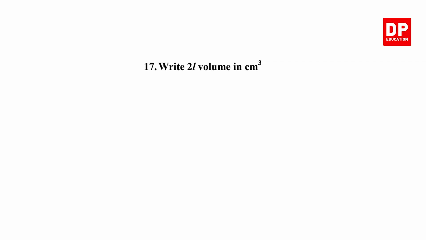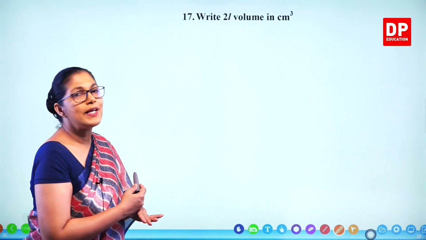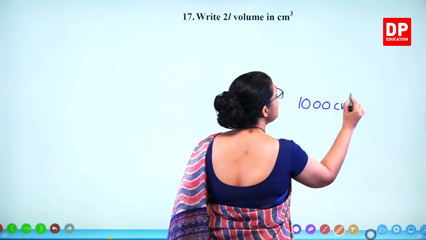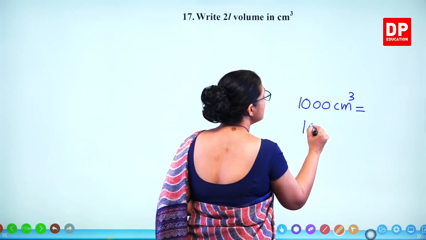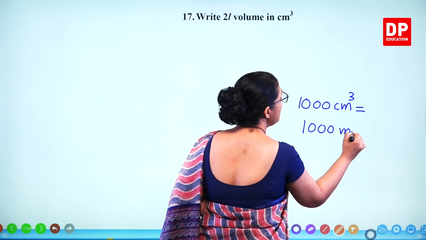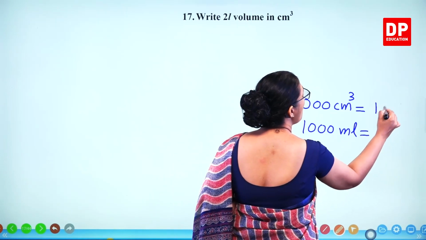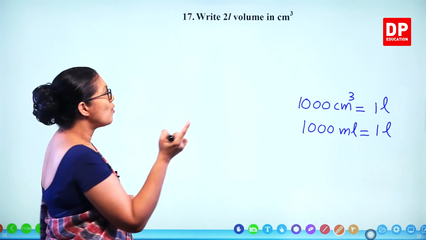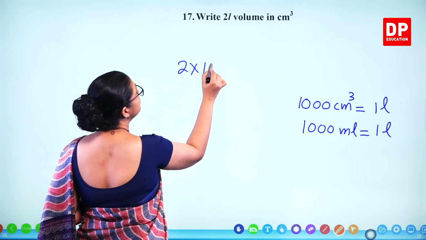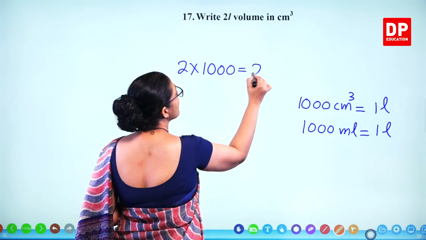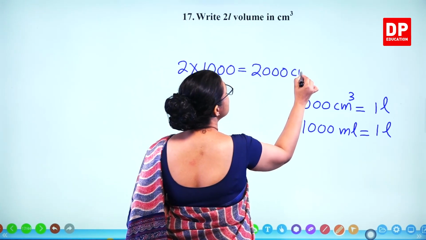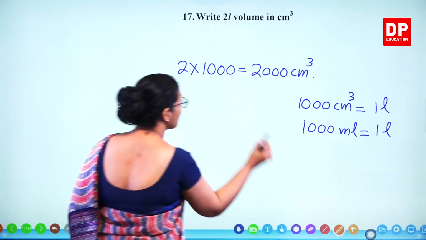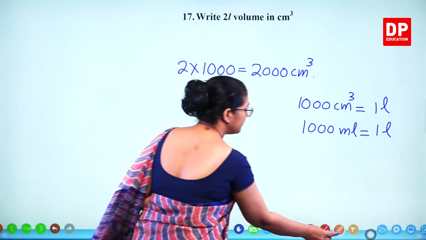Question number 17. Write 2 liter volume in cubic centimeters. We know that 1000 cubic centimeters or 1000 milliliters is same as 1 liter. So you have to multiply by 1000. 2 into 1000, that's 2000 cubic centimeters. You get 2 marks there.